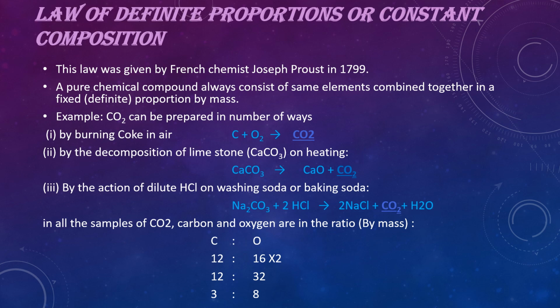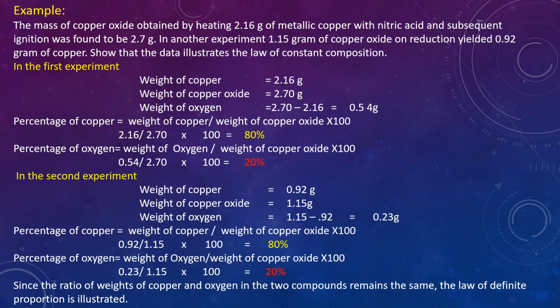Now in all three ways we can prepare CO2, but once the CO2 is formed, the ratio of carbon and oxygen is always 12:32, that is 3:8 by mass. Similarly, in water, that is H2O, the hydrogen and oxygen ratio is 1:8 by mass. So this proves that the law of definite proportion is true. That means in a chemical compound, different elements are always present in a definite proportion by mass.